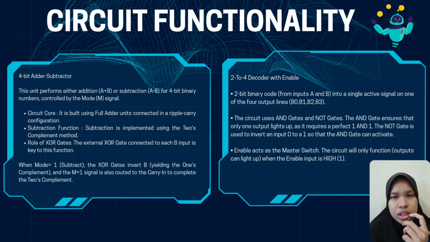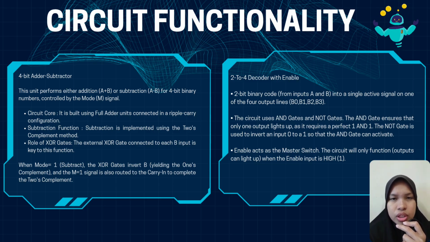Subtraction function: subtraction is implemented using the two's complement method. Role of the XOR gate: the external XOR gate connected to each B input is key to this function. When mode equals 1, subtract, the XOR gate inverts B, yielding the 1's complement, and the M equals 1 signal is also routed to the carry in to complete the two's complement.